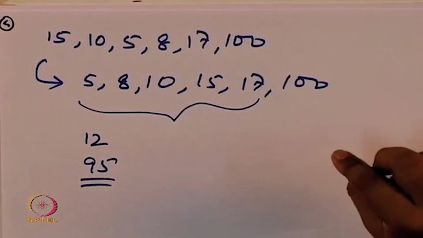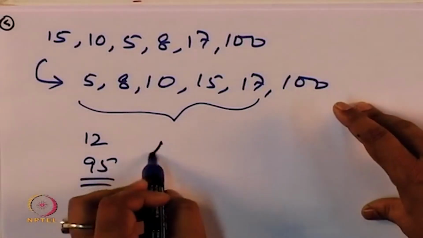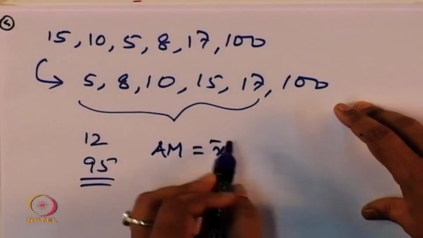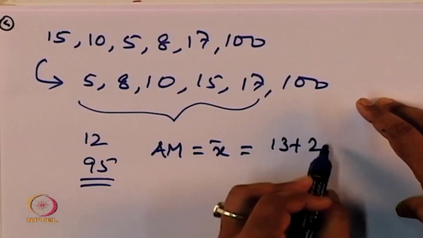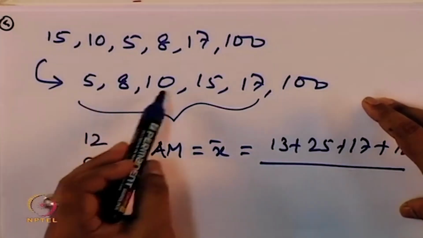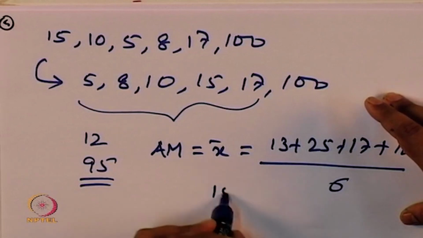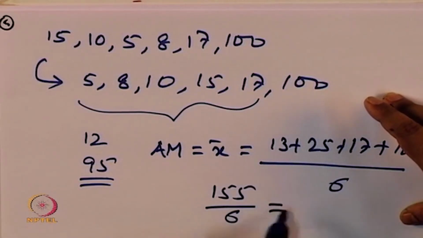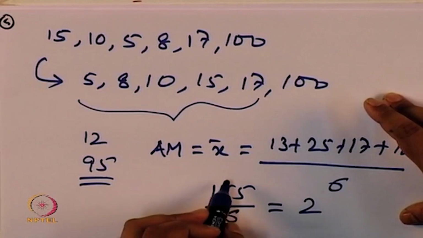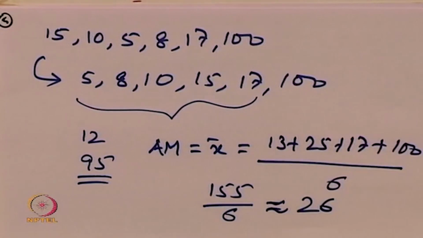Now, if I account for 100 in calculating the average, what number do I get? So, my arithmetic mean x bar becomes 15 plus 10 plus 5 plus 8 plus 17 plus 100, see you have 6 numbers, right. So, that is 155, and 155 by 6 is equal to 25.8. So, if I were to roughly write, it is close to 26. Okay. The exact value is 25.8.